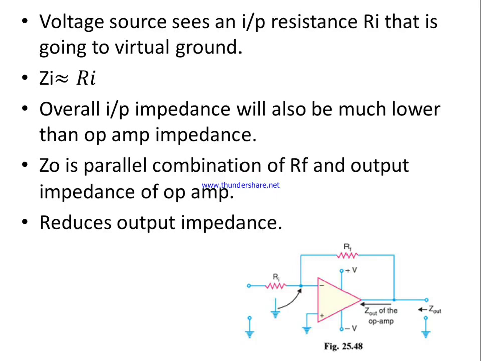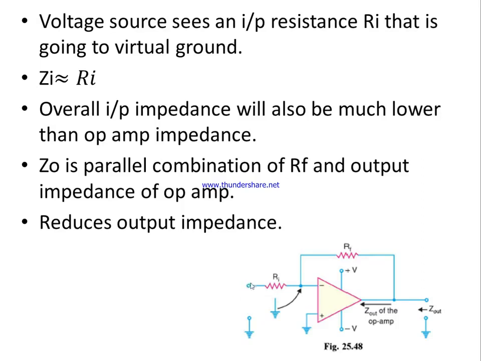So when we discuss the input impedance and output impedance of an inverting op-amp, usually we know that an op-amp has an extremely high input impedance between these two terminals, okay? But an inverting amplifier does not have that high an input impedance. The reason is that at this terminal we are connecting a voltage source.